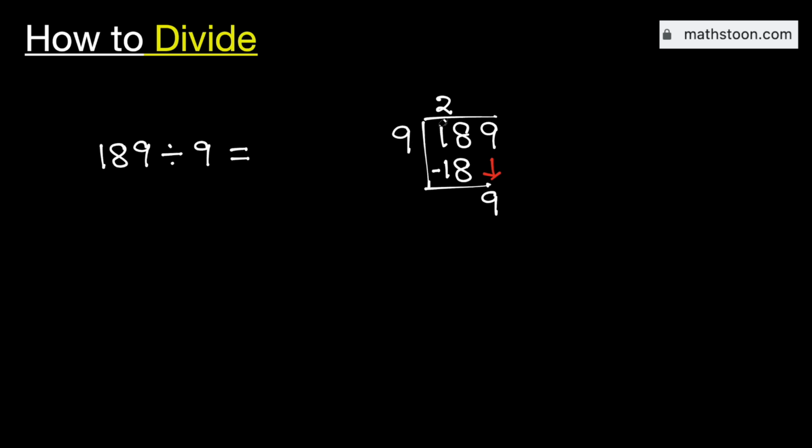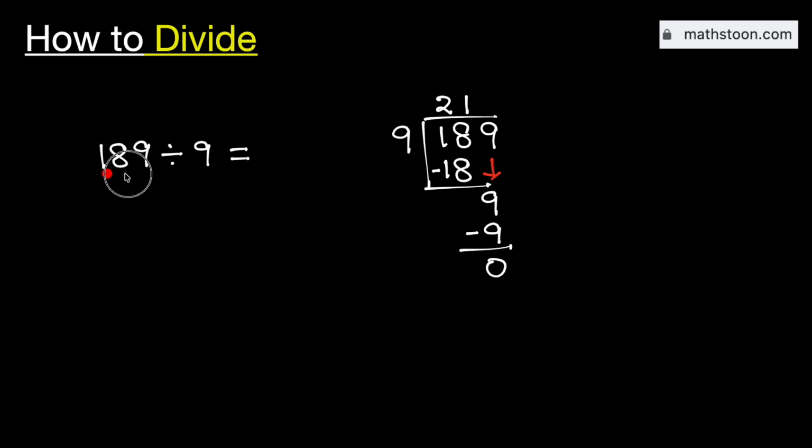And we know that 9 times 1 is equal to 9. Subtract, we get a 0. As we have got the number 0 and there is no number to bring down here, we will stop.